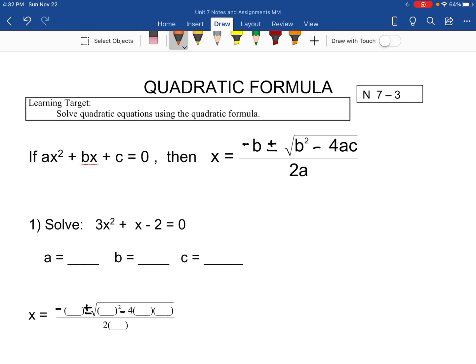Hey guys, today we're going to talk about notes 473. So we're going to use the quadratic formula to solve quadratic equations.